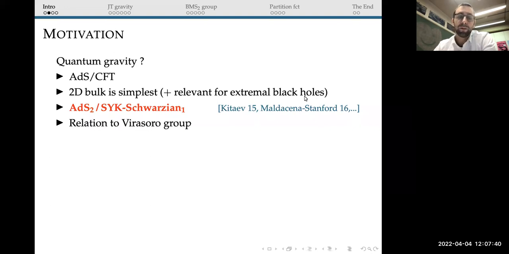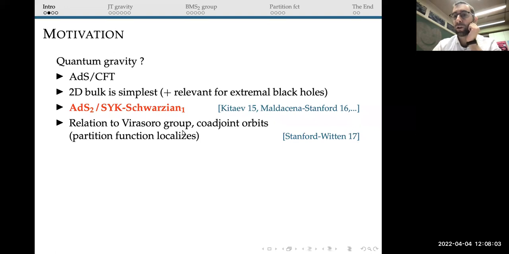So one of the prominent aspects of this AdS2 to Schwarzian correspondence is the fact that this is closely related to Virasoro group theory, and in particular to the coadjoint orbits of Virasoro, in the sense that if you have a good control over the group theory, there's a lot of things you can do just by a good understanding of geometry. In particular, for example, the fact that the partition function localizes, which was understood in this paper back in 2017, is really just a consequence of the Duistermaat-Heckman formula applied to coadjoint orbits in this very specific case of the Virasoro group. So there's really deep results you can get just by understanding the group at the heart of all this story.